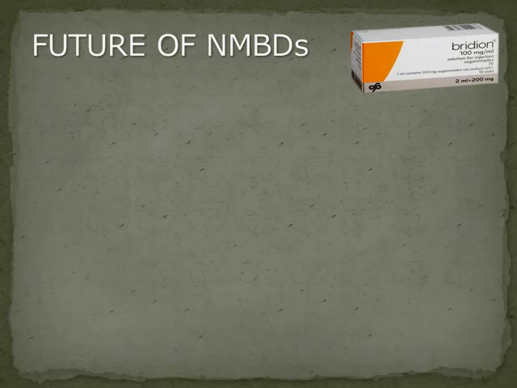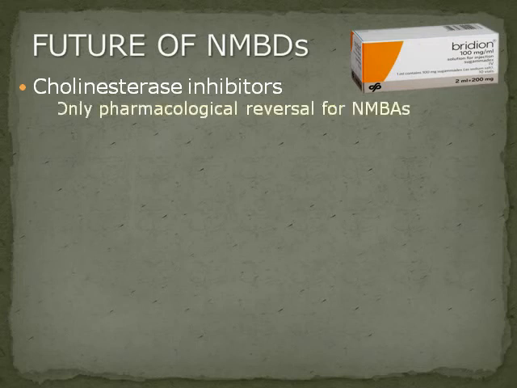So let's look at what the future may have in store for us. The management of patients given neuromuscular blocking agents is often less than ideal, and available management options should be improved. Cholinesterase inhibitors are the only drugs available in the U.S. to pharmacologically reverse neuromuscular blockade.